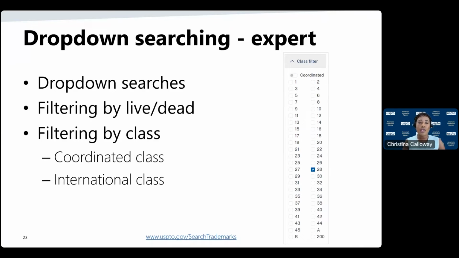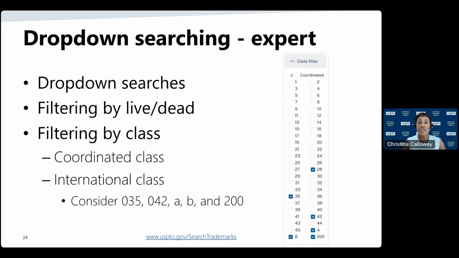You can also search by international class. So just the class that your goods and or services may be in, you want to see, hey, what other marks are out there that are possibly in the same class for those related goods and or services. So you have that functionality when you're in expert mode.